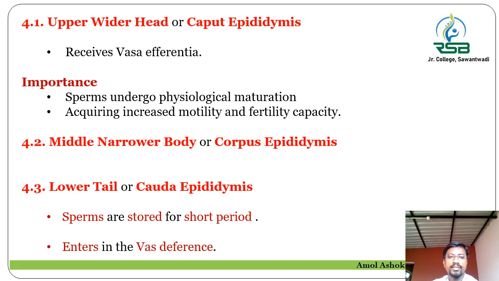Then the second part, that is the middle narrower body or corpus epididymis. Third part, that is the lower tail or cauda epididymis. The importance of this lower tail or cauda epididymis is that in this region the sperms are stored for a short period, and after that, from the cauda epididymis, the sperms enter the next part of the reproductive tract, that is the vas deferens.